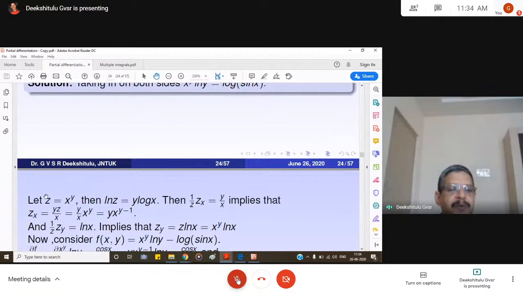And again differentiate this with respect to y. ln z gives (1/z)(∂z/∂y) = y log x, and the derivative with respect to y is ln x. This implies z_y = z log x, or x^y ln x.